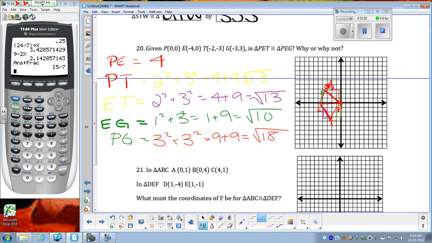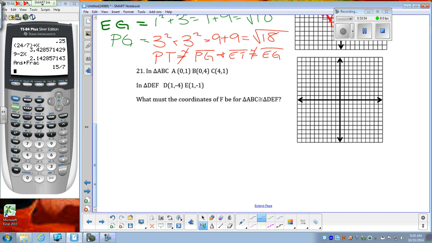All right, so then I look at my pieces. I know that PE is congruent to itself. So far, I have one pair of sides congruent. I know PT and ET are both congruent, but those are both in the same triangle. And I don't know anything else that's congruent. So these would not be congruent because I only have one pair of sides congruent, because PT is not congruent to PG, and ET is not congruent to EG.